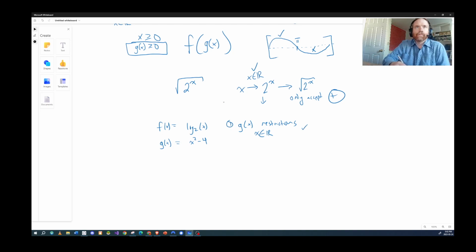That's step 1. Step 2, f's restrictions. Sorry, I keep making an apostrophe. If you've taken calculus, you'll know why I keep doing that. It's a different notation. F of x restrictions.